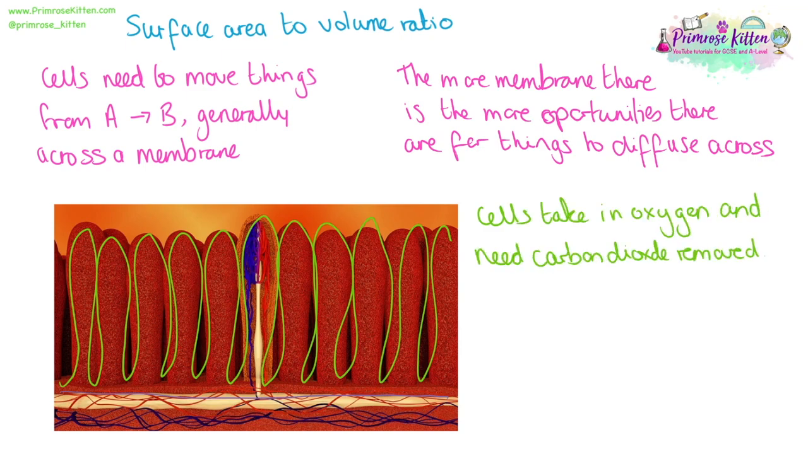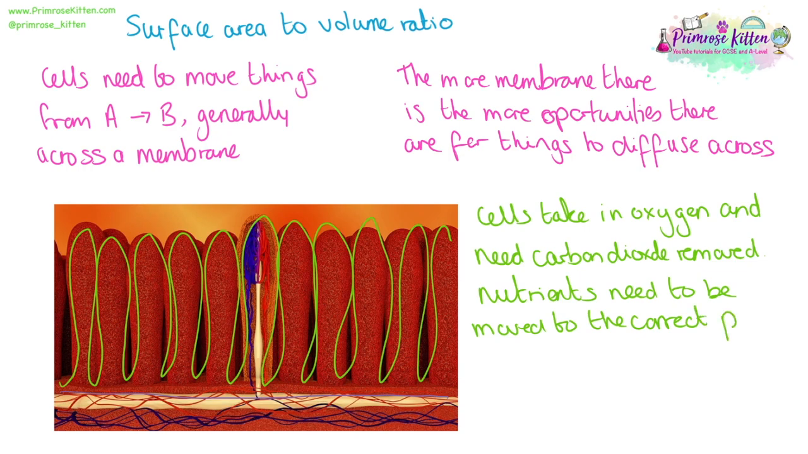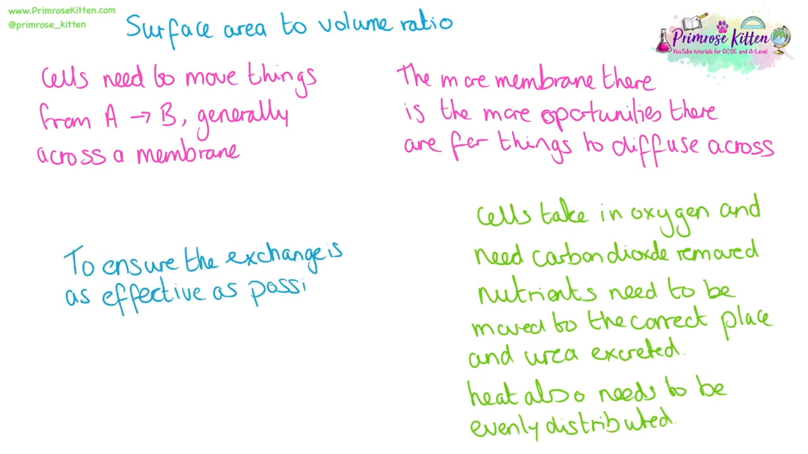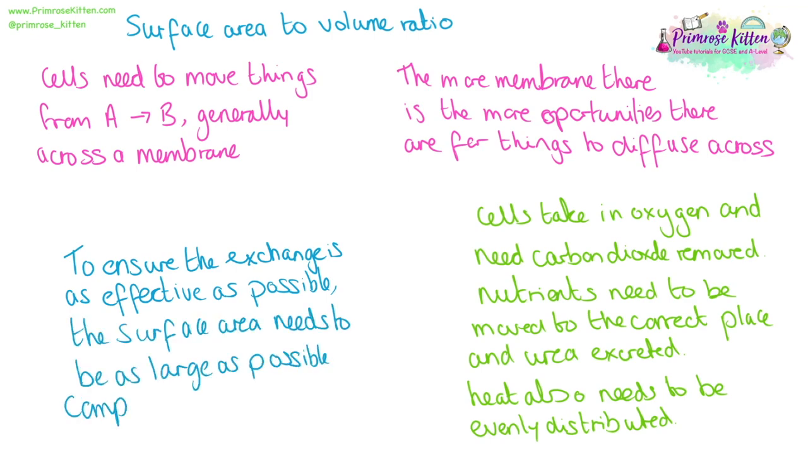One example would be cells need to take in oxygen and need carbon dioxide removed. Nutrients need to be moved to the correct location. Urea needs to be excreted. And heat needs to be evenly distributed. To ensure that this exchange is as effective as possible, the surface area needs to be as large as possible in comparison to the volume.